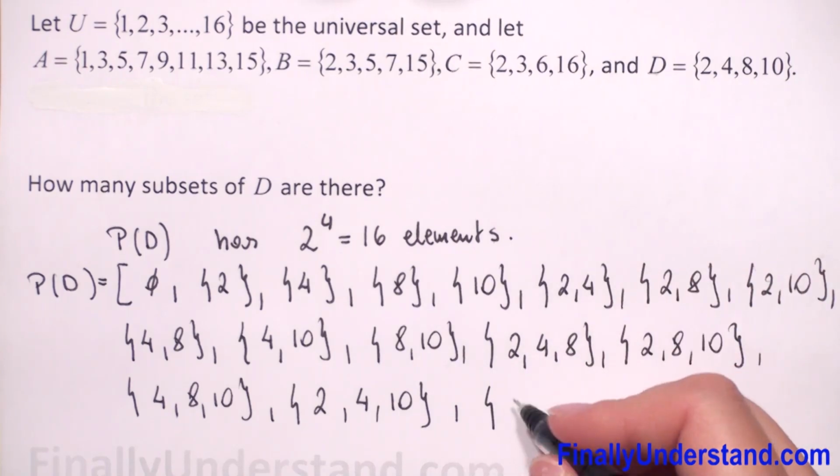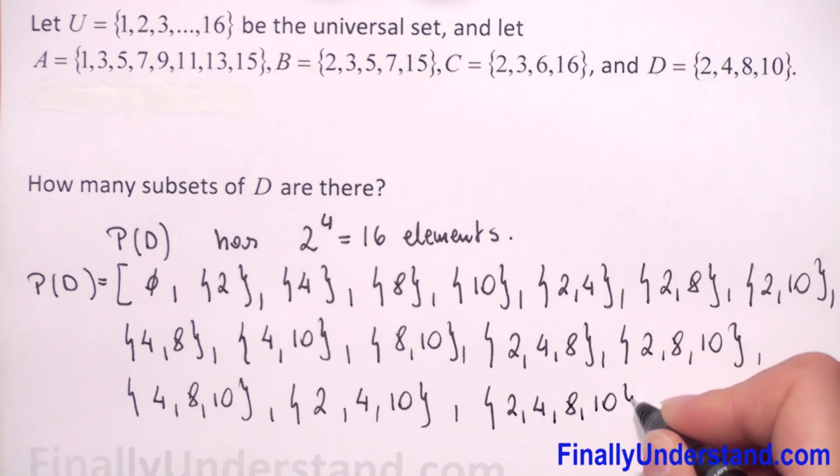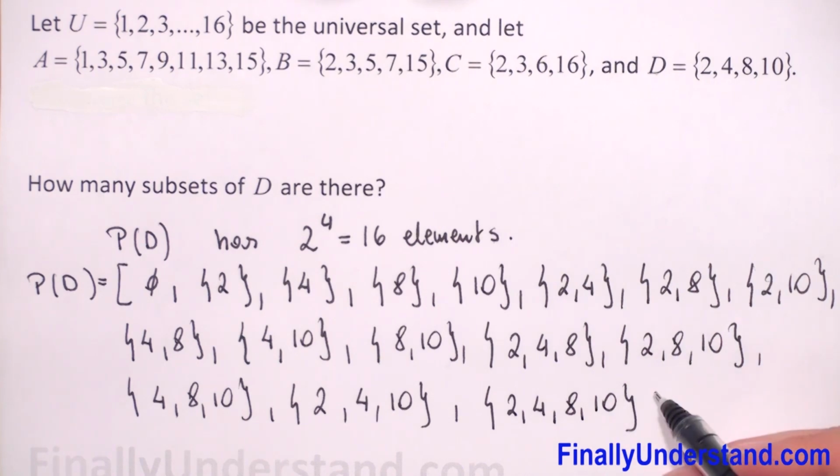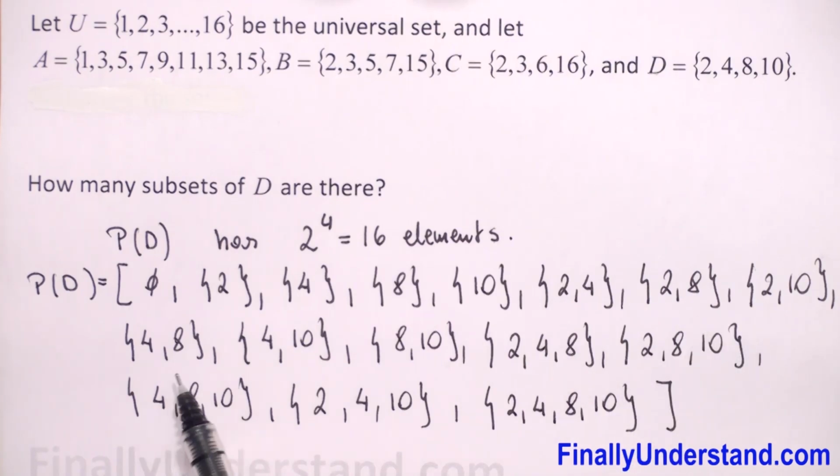4 elements, so all of set D: 2, 4, 8, 10. This is all subsets of set D. Let's check if we have 16 elements. 1, 2, 3, 4, 5, 6, 7, 8, 9, 10, 11, 12, 13, 14, 15, 16. We have 16 elements. So we found all subsets of set D.